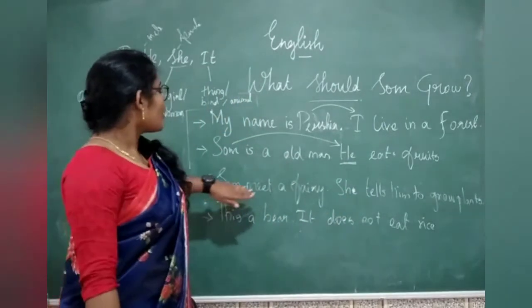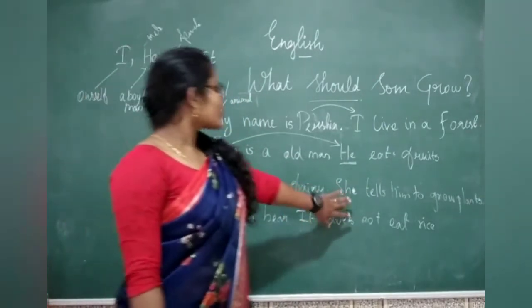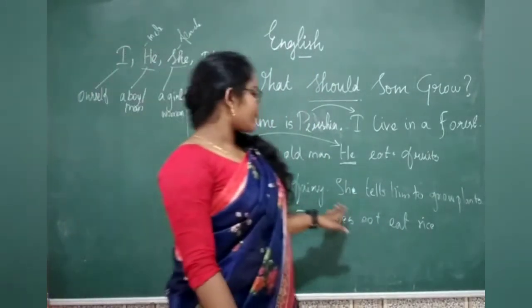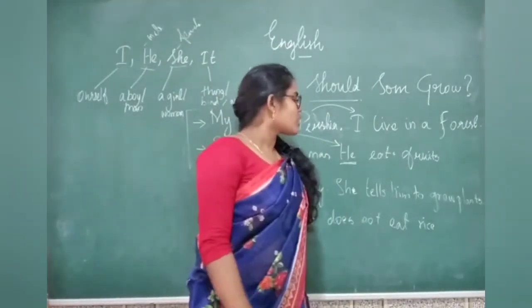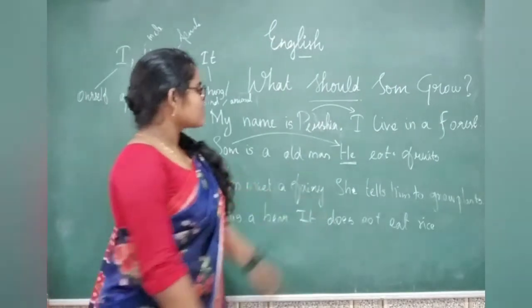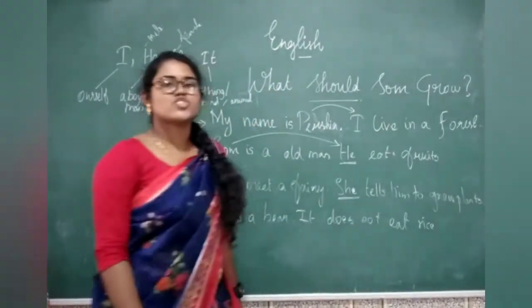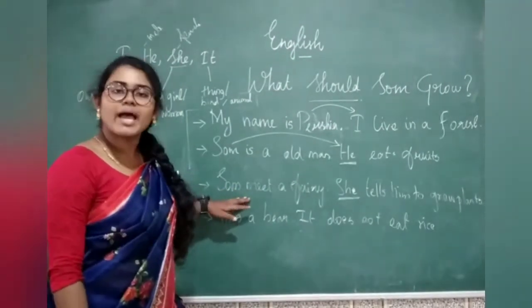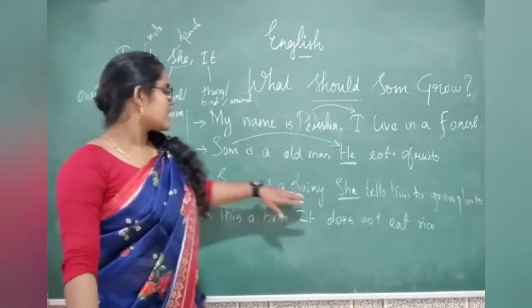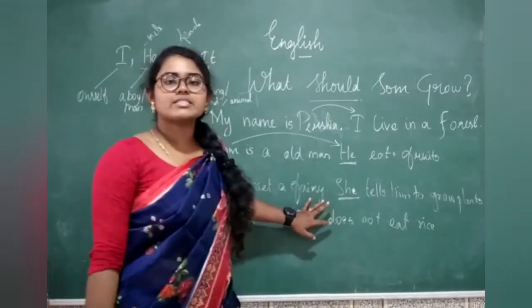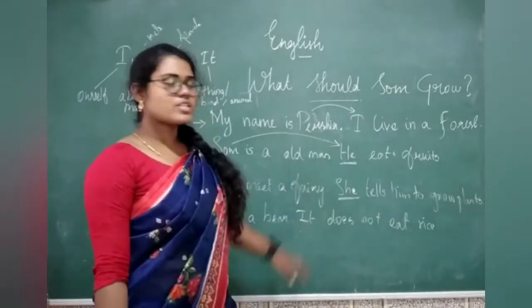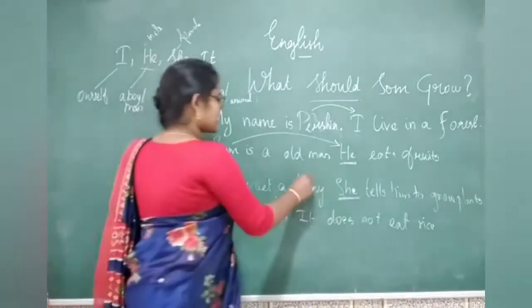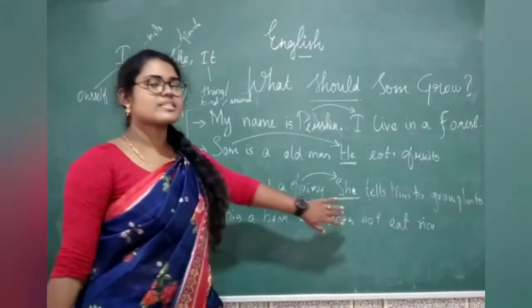Here, Som meets a fairy. She tells him to grow plants. So here, "she." We have to find "she." Who is that "she"? Let's read it again. Som is a male. He is a man. So, next letter. Here, fairy. Fairy, it's a noun, a naming word. So, meet a fairy. Fairy tells him to grow plants. Yes, here. So, "she" in a sense means fairy.